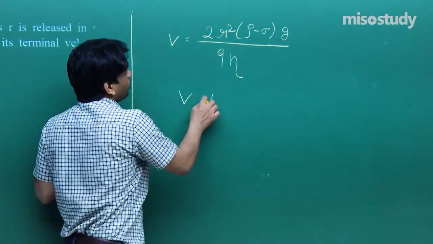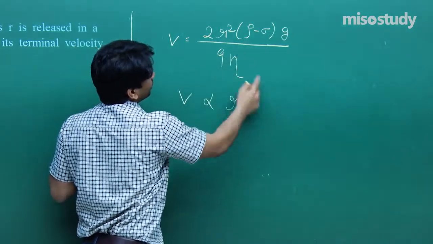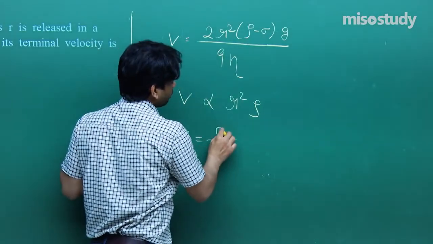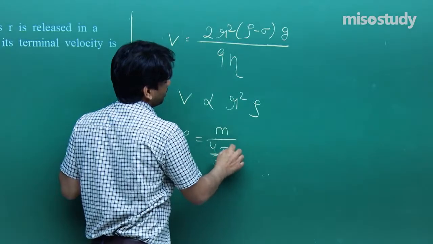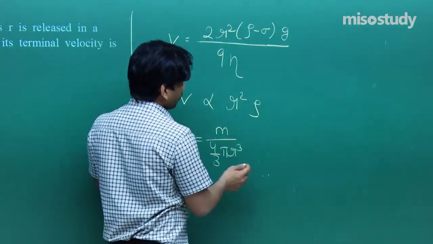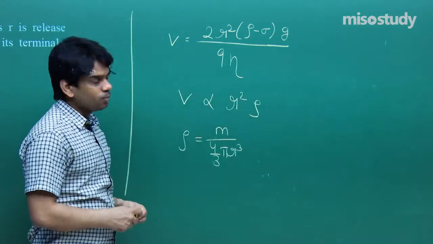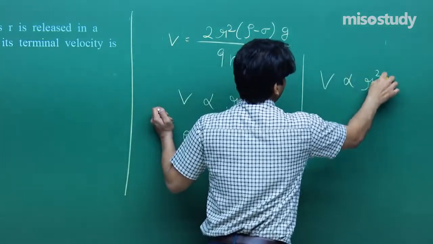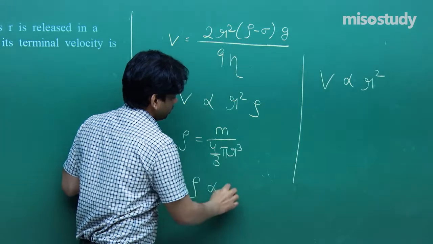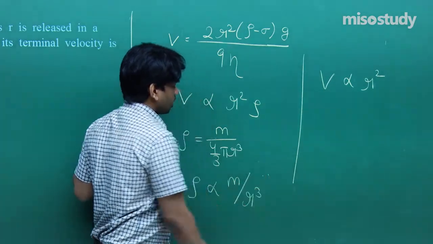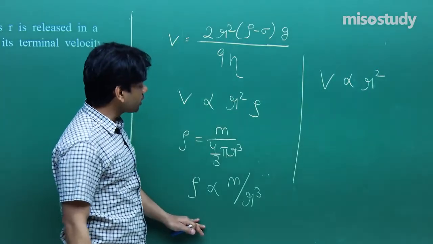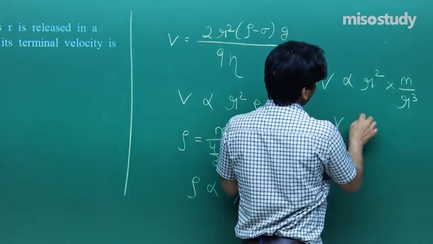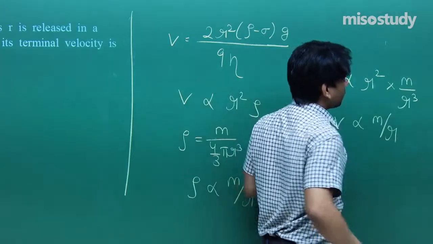Now velocity we can write, it's proportional to r square, and here you see there's also rho given. Now what is rho? Rho is mass per unit volume, and volume will be 4 by 3 pi r cube. We can write it in this way. So rho is proportional to m upon r cube. So velocity is proportional to r square times m upon r cube. Finally, you substitute here m upon r cube, so you will be getting velocity is proportional to m by r.